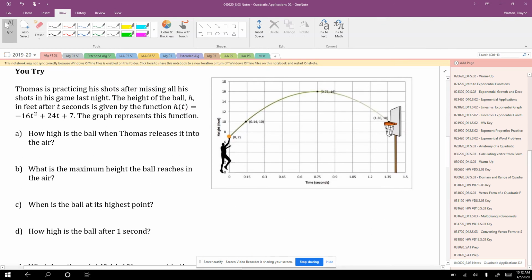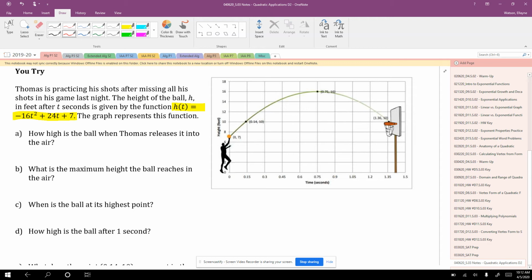All right, this time we are given a graph. It looks like somebody's shooting some shots in basketball. So it says Thomas is practicing his shots after missing all his shots in his games last night. The height of the ball, h in feet after t seconds, is given by the function h of t is equal to negative 16 t squared plus 24t plus 7. And we have our graph.